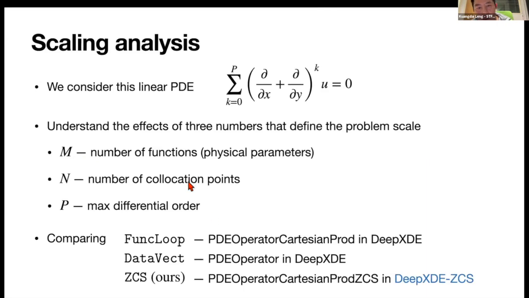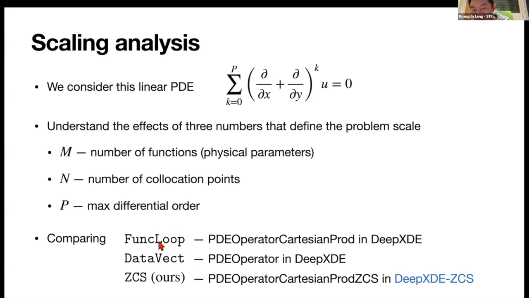Okay, very quickly for the experiments. We have a scaling analysis for this linear PDE. We consider the number of functions or number of physical parameters, the number of collocation points, and P, the maximum differential order in this equation. We compare our implementation with the two existing operators in DeepXDE. One is the operator Cartesian product, and one is PDE operator. I name them respectively function loop and data vectorization.